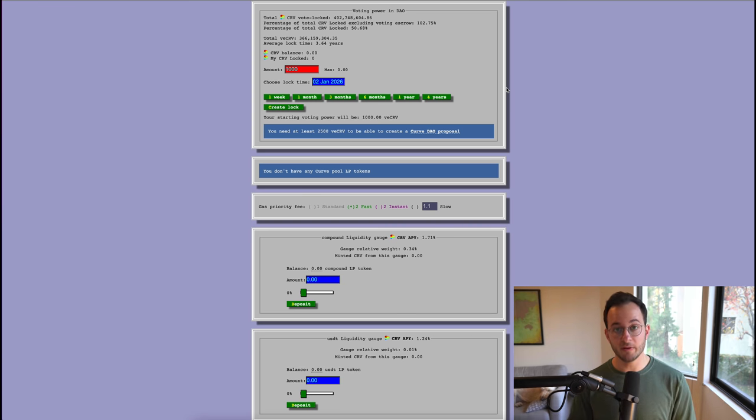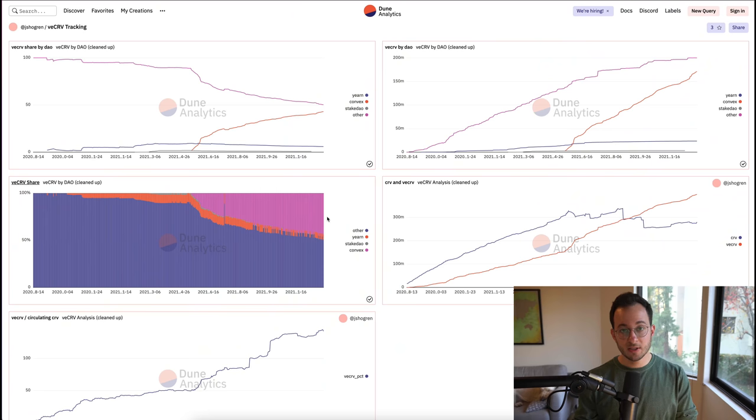platform allocates Curve emissions. Now, these are the fundamentals of the Curve Wars. You can see that the more CRV you hold, the more veCRV you can get, which means you can control emissions on Curve and get boosted rewards. Now, this means that different projects want a ton of Curve voting power, just because that means they can control emissions, get a ton of revenue, etc. So let's visualize what this actually looks like on Dune Analytics.